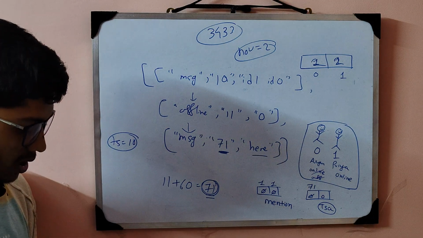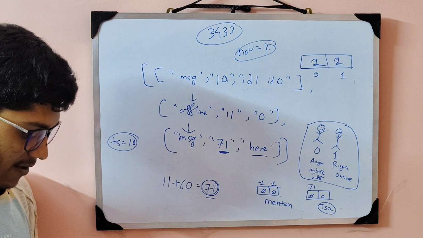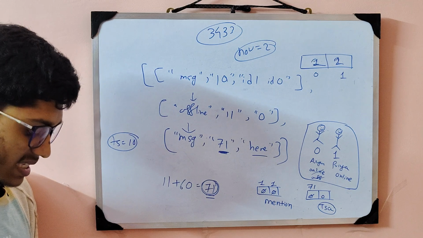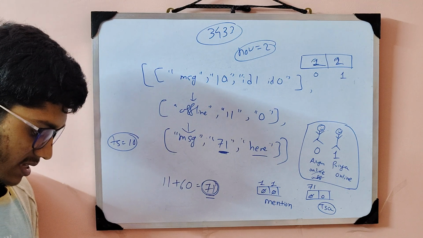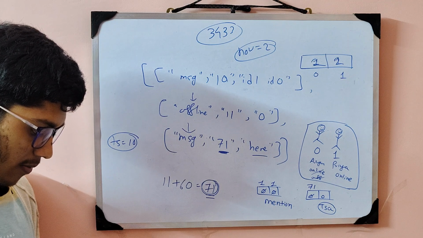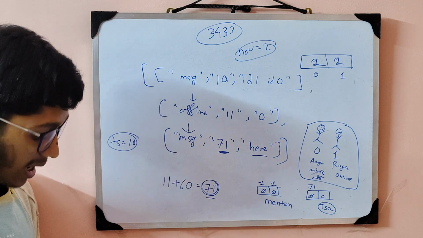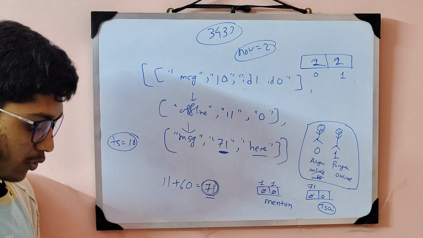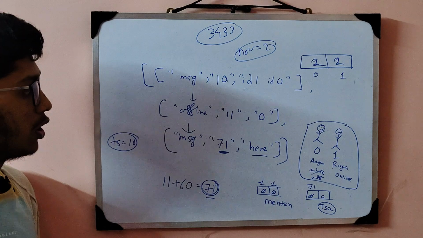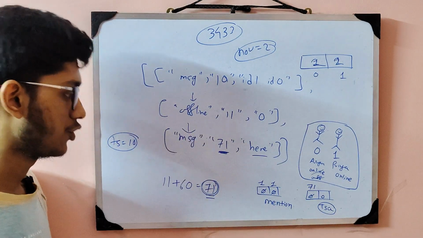Okay, 71. Here in the question it is already written that if a user goes offline or online or comes back online, their status change is processed before handling any message events. So you need to change the status of online or offline before handling any message.